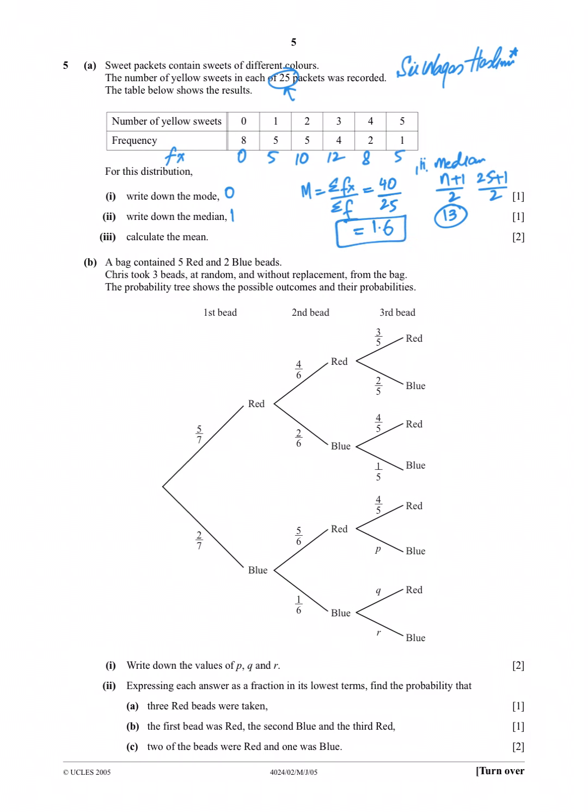Alright, so for the second part that connects the topic probability: a bag contains 5 red and 2 blue beads. Chris took 3 beads at random without replacement. Keep in mind that it's without replacement. The probability tree shows the possible outcomes 5/7, 4/6 and so on. Write down the values of P, Q and R.